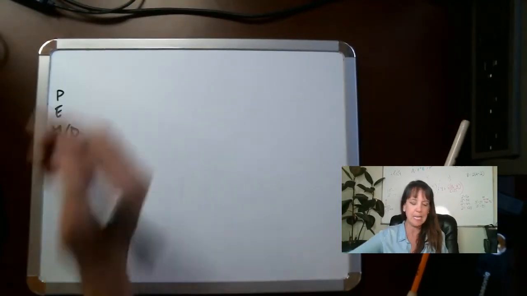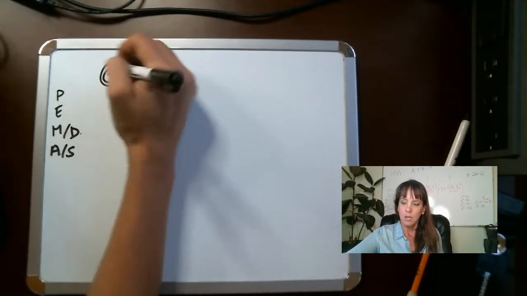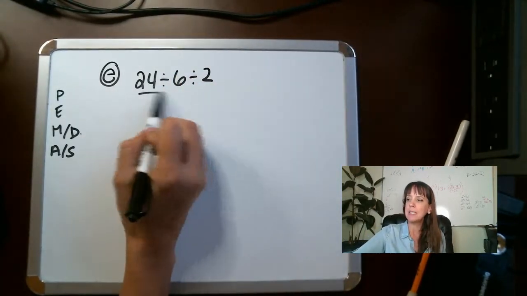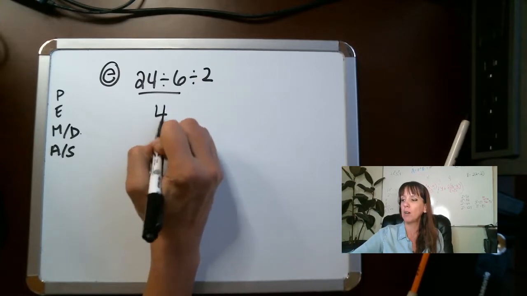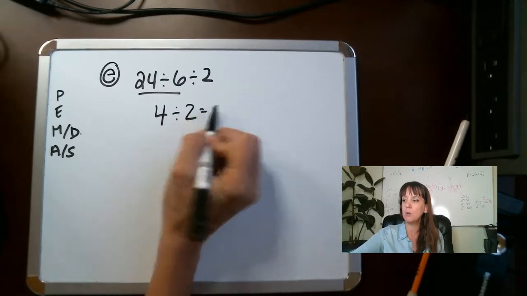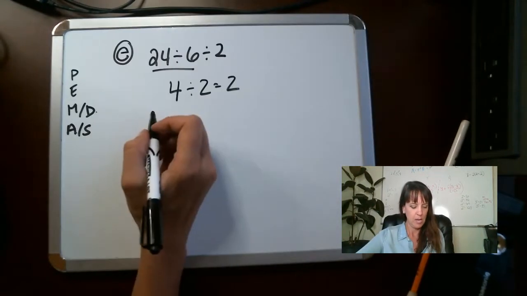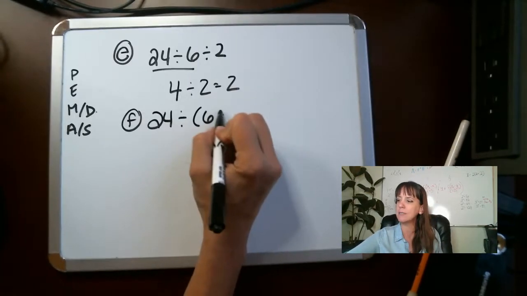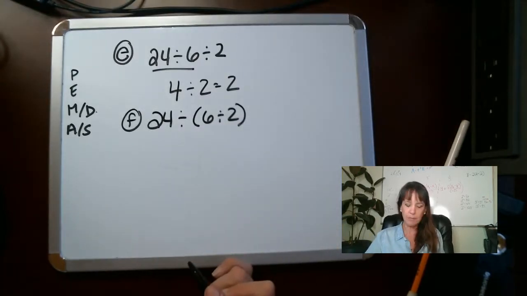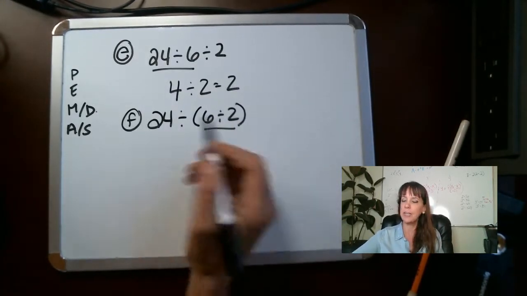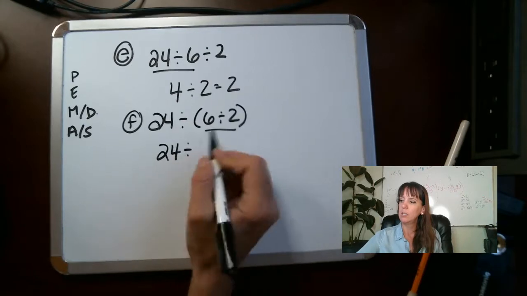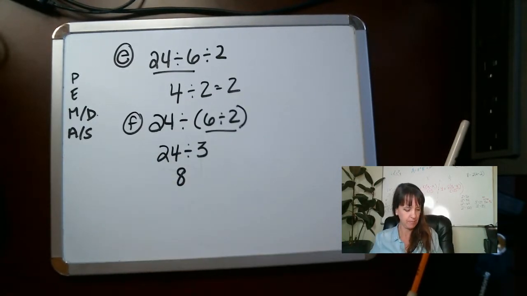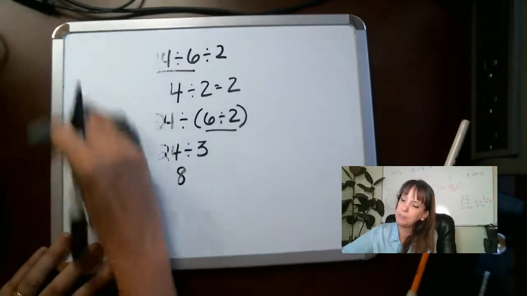All right, kids, E. I got 24 divided by 6 divided by 2. 24 divided by 6. This guy right here is going to be 4. Bring down the rest of that, divided by 2 equals 2. Excellent. F. 24 divided by quantity, 6 divided by 2. All right, for this guy, we're going to do this right here. So we get 24 divided by 3. That equals 8. Good.